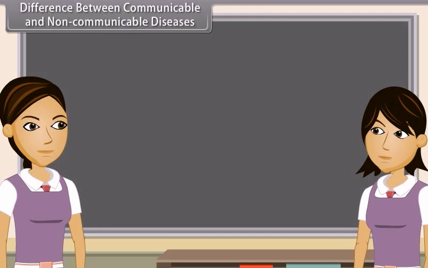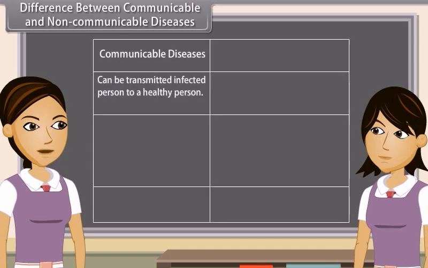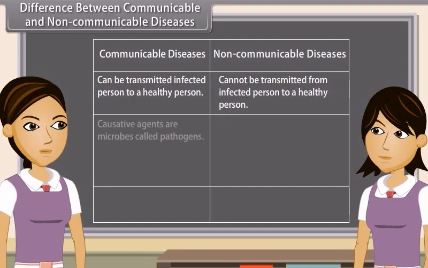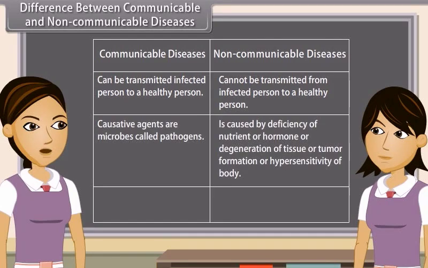Difference between communicable and non-communicable diseases. Can you tell me the difference between communicable and non-communicable diseases? Yes, communicable diseases can be transmitted from an infected person to a healthy person, while non-communicable diseases cannot be transmitted. Communicable diseases are caused by microbes called pathogens. Non-communicable diseases are caused by deficiency of nutrient or hormone or degeneration of tissue or tumor formation or hypersensitivity of the body.